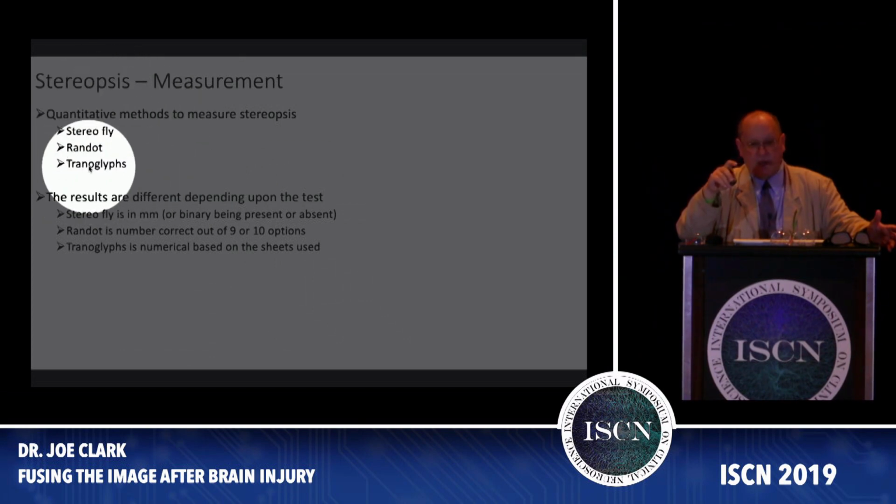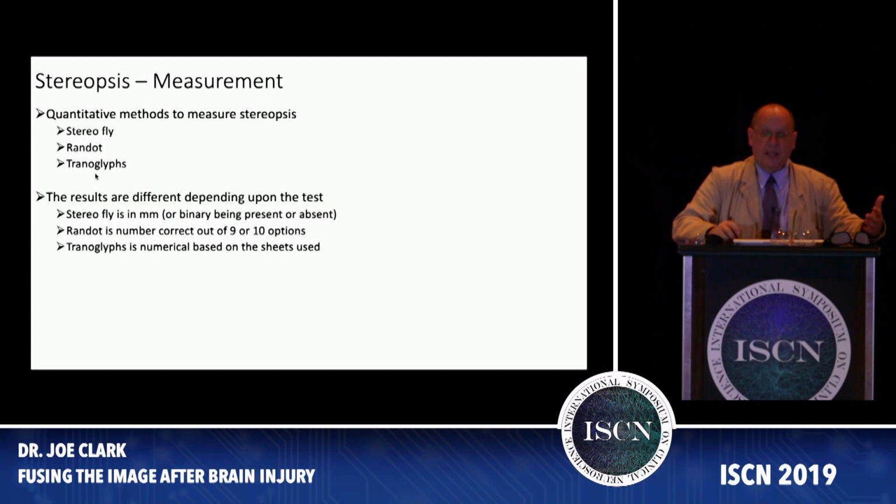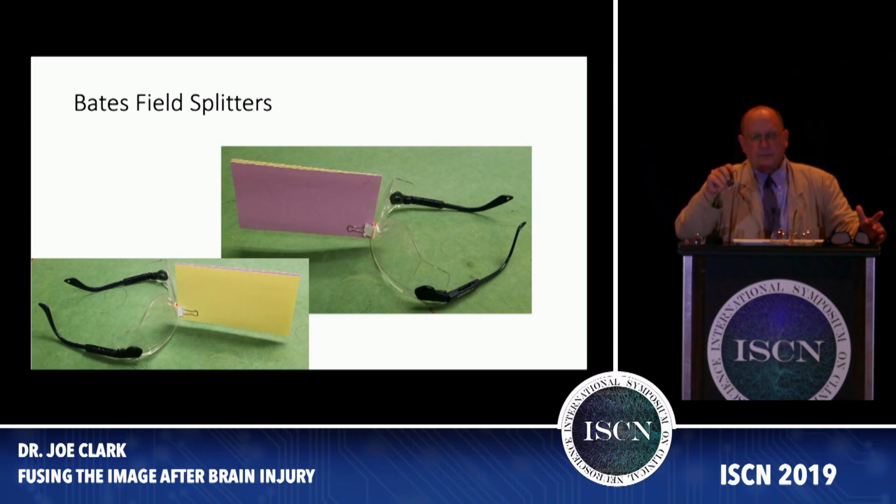There are also things like the Randot and the Tranaglyphs that do similar things. The Tranaglyphs are good because they can help you go adduction or abduction. In other words, ESO training or exo training, because they go in both directions.